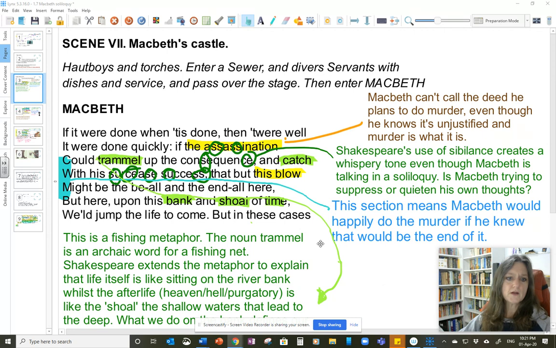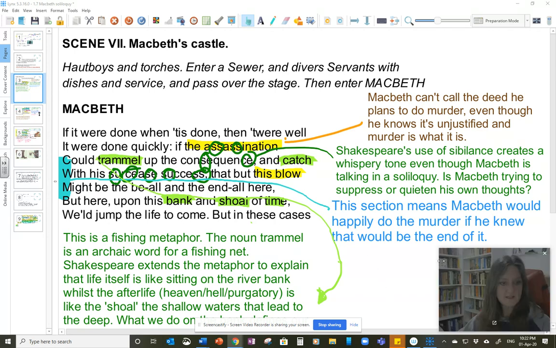Down here, in all the little bits that I've highlighted in the light green, so trammel, catch, bank, shoal, not so much time, but those 4 words there. What's going on is this is a fishing metaphor. So in this soliloquy, we actually see 2 different animal metaphors being used, and this first one is a fishing metaphor. So just to go through it, the noun a trammel is an archaic, an old-fashioned word for a fishing net.